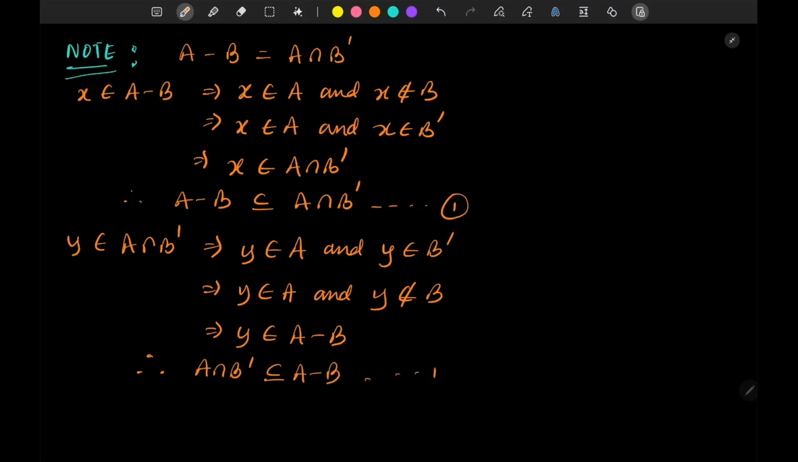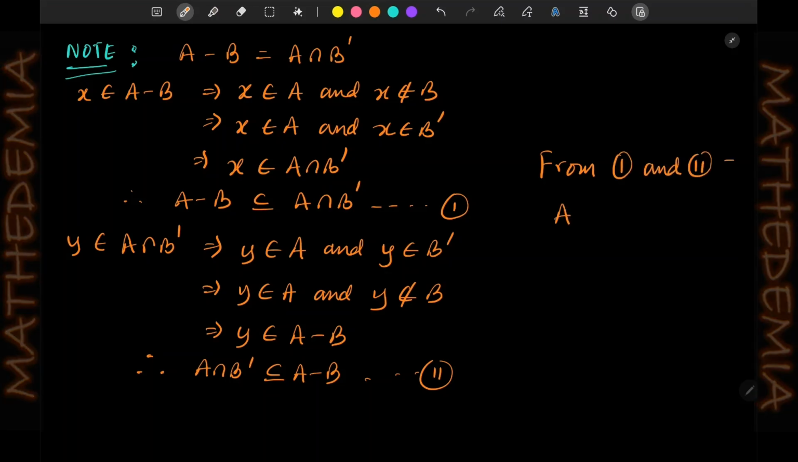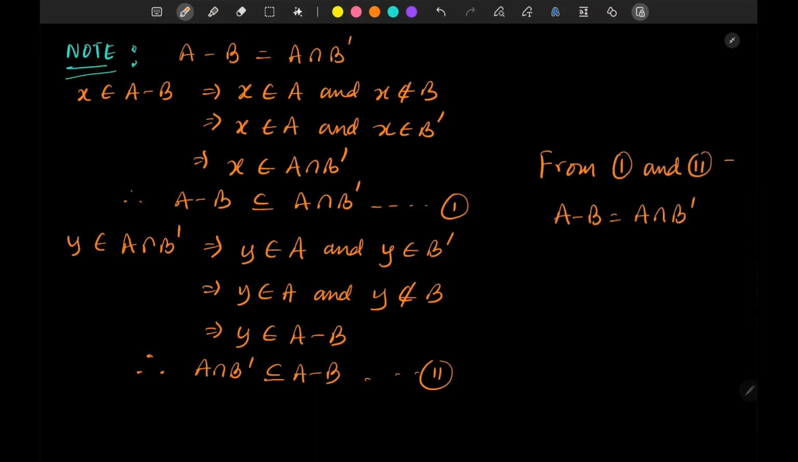Now, the two results are contradicting each other, since in one case A minus B is a subset, whereas in the second result A minus B is a superset. Therefore, these two results will be true if and only if the sets are equal. Hence, A minus B is equal to A intersection B complement.